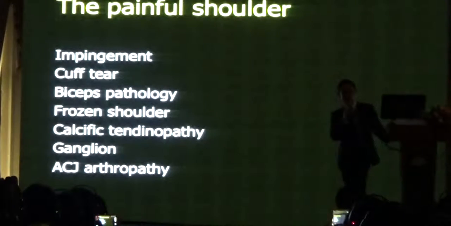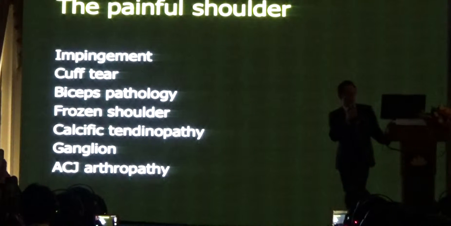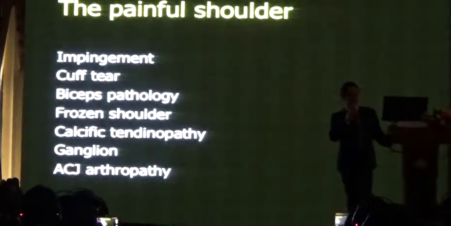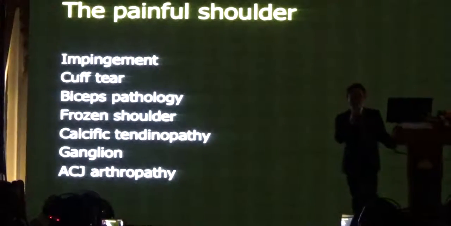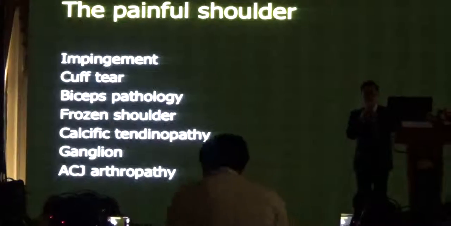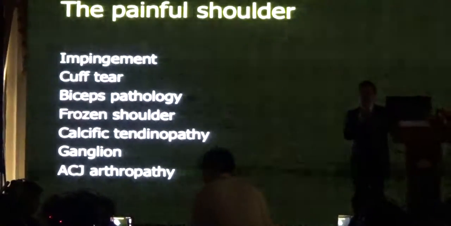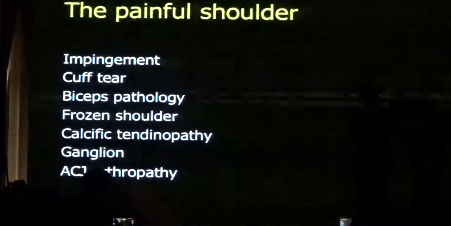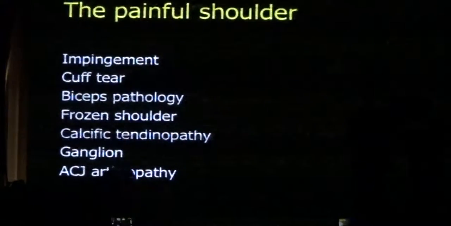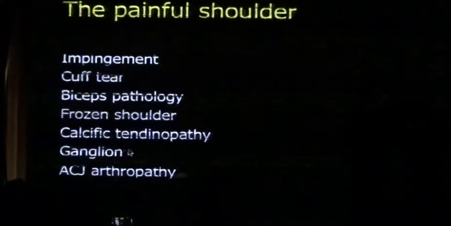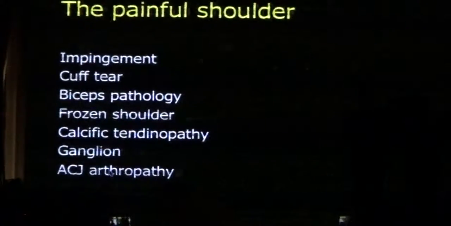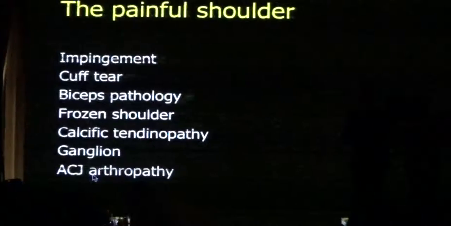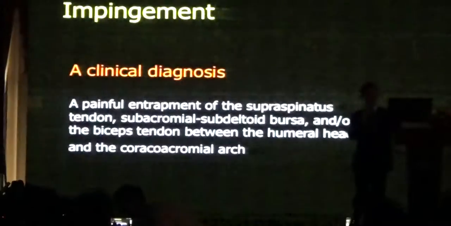So what can we use shoulder ultrasound for? Well, there are many conditions that we can see very nicely using ultrasound, and that includes impingement syndrome of the shoulder, rotator cuff tears, pathology of the biceps, frozen shoulder, calcific tendinopathy, and some miscellaneous conditions such as ganglion and ACJ arthropathy.